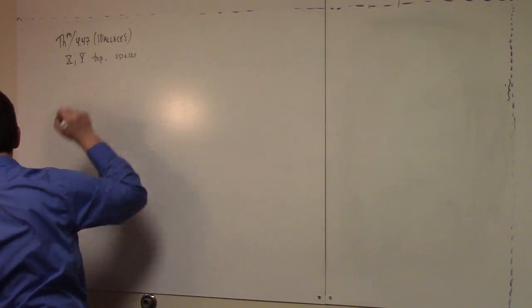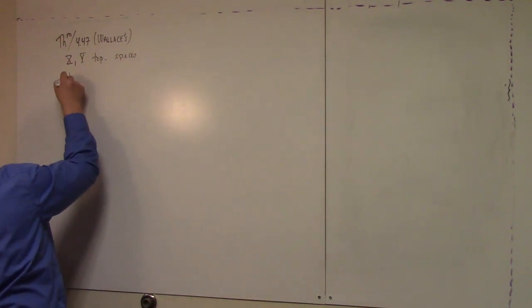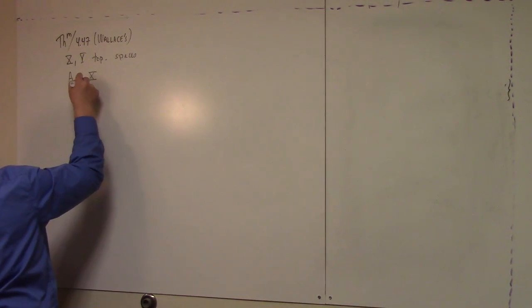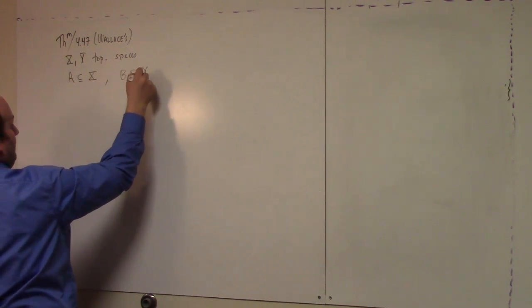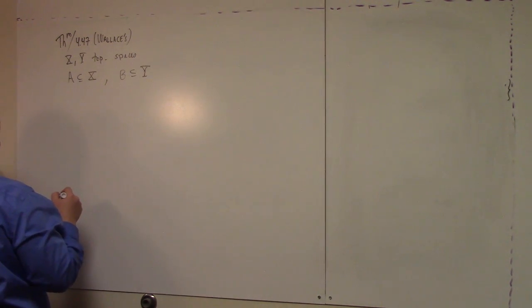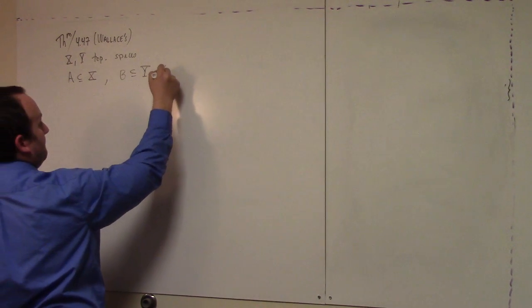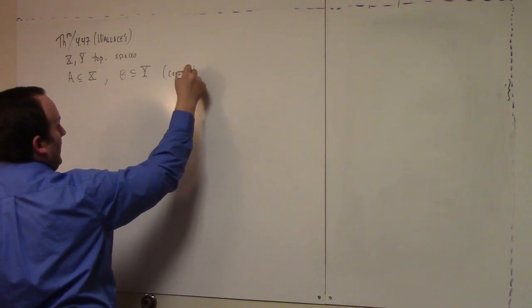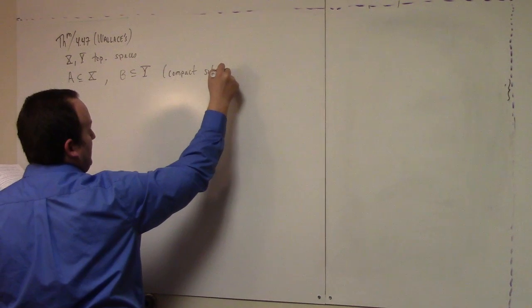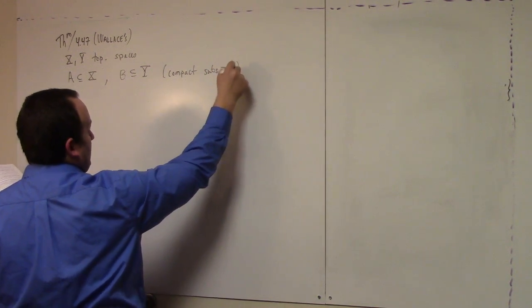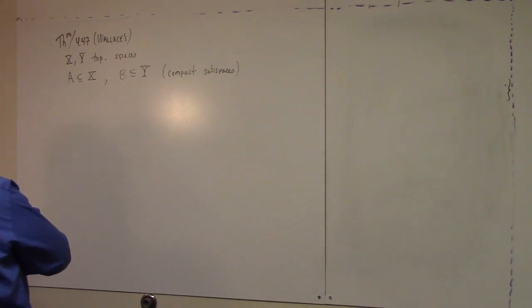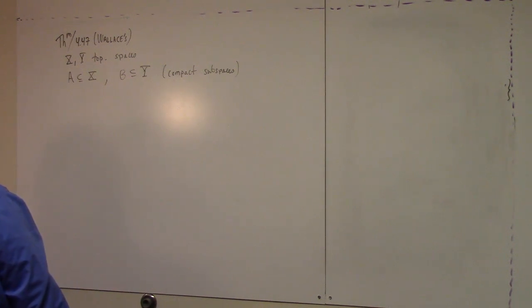And we have subsets: A a subset of X, B a subset of Y, and what else? Oh, compact. Compact subspaces. Just remind me, what does it mean for those to be compact subspaces? Every open cover admits a finite subcover. Right, every open cover admits a finite subcover. Exactly.